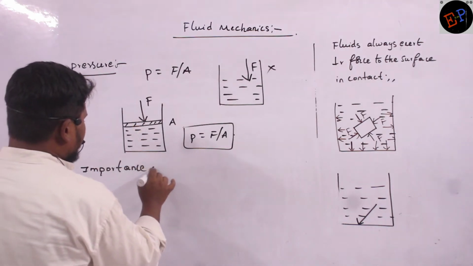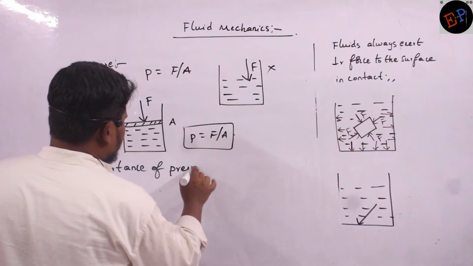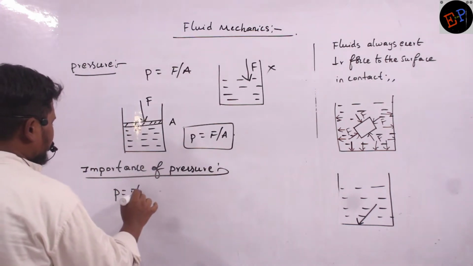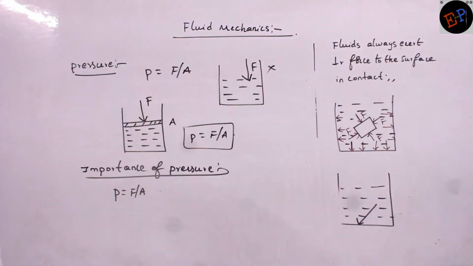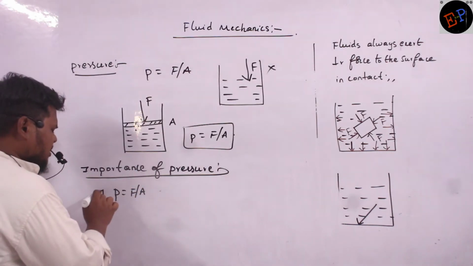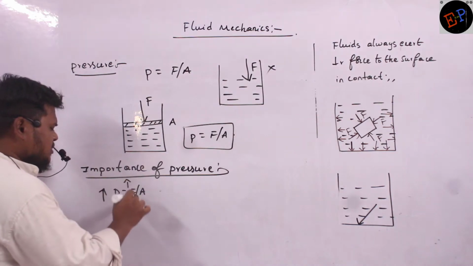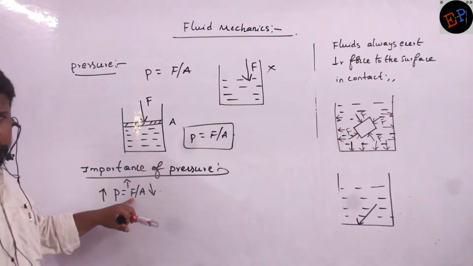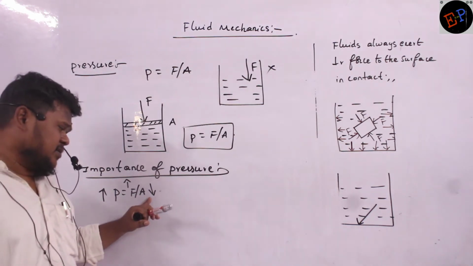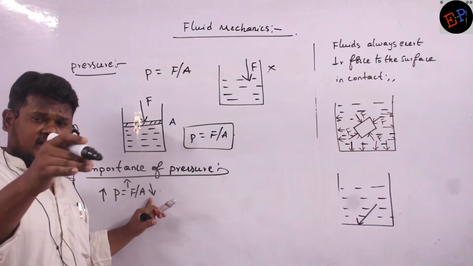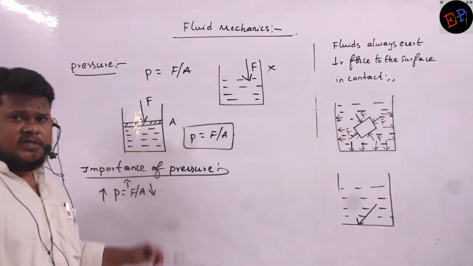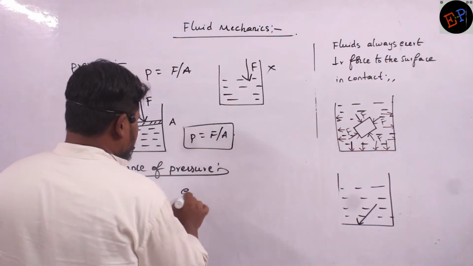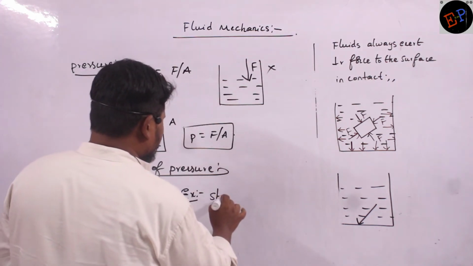Here one more point which we study is the importance of pressure. We know that pressure is equal to force per unit area. So pressure can be increased if force increases or the area of contact decreases. If force increases, definitely pressure increases. Similarly, if the area on which we are applying the force decreases, then also pressure increases. So what is the meaning of this? An example we study is the sharpening of a knife.